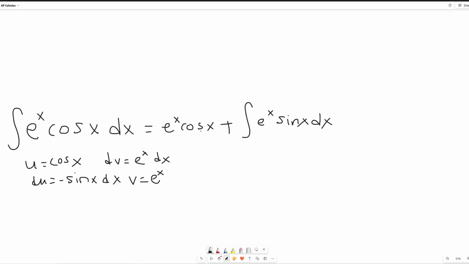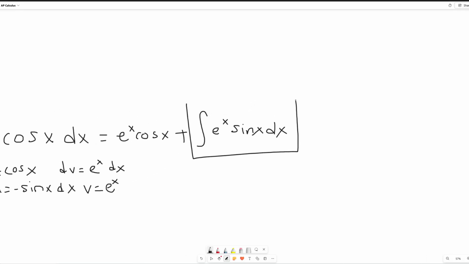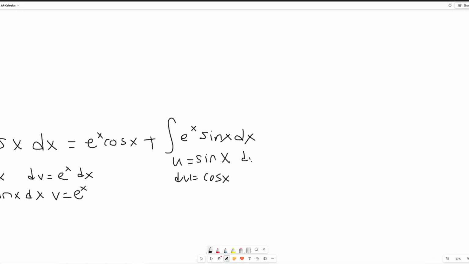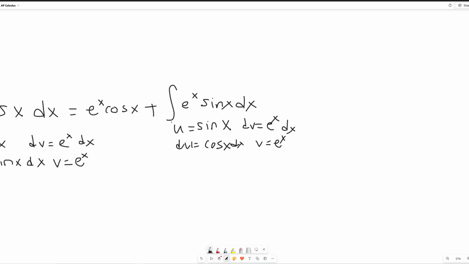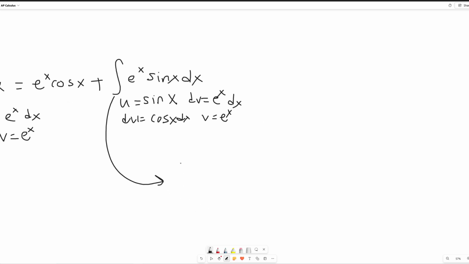Alright, so we have e to the x cosine x plus, okay, we have another one. So we have to parse it again. Sine of x is u, du equals cosine of x dx, dv is again e to the x dx, and then our v is e to the x again. Alright, so taking this, we're going to move it down. So uv is e to the x sine x minus v du, e to the x cosine x dx.